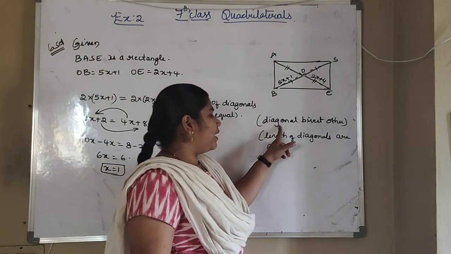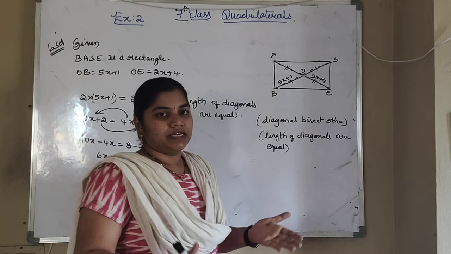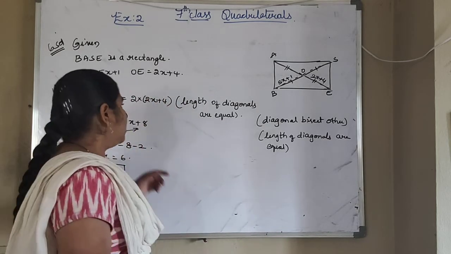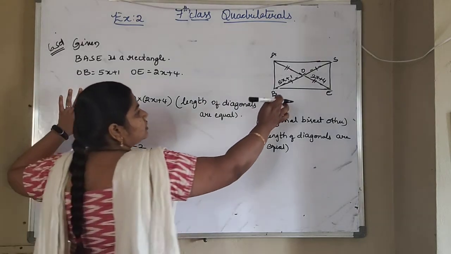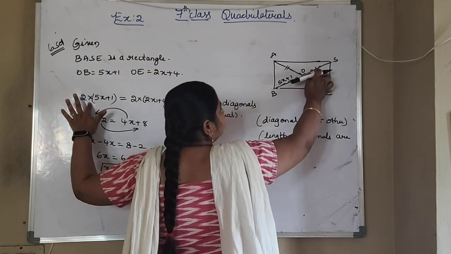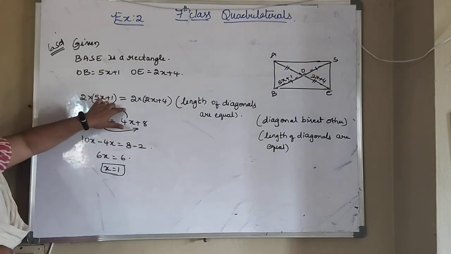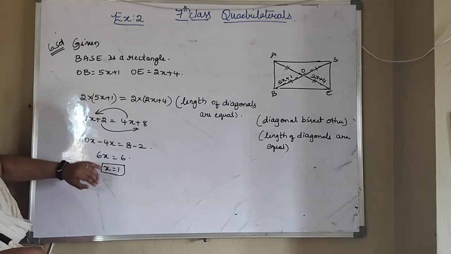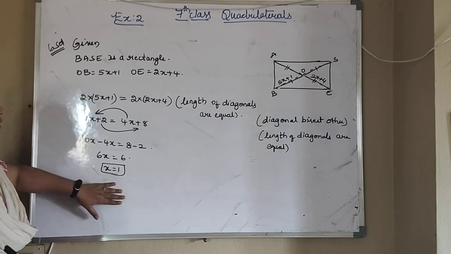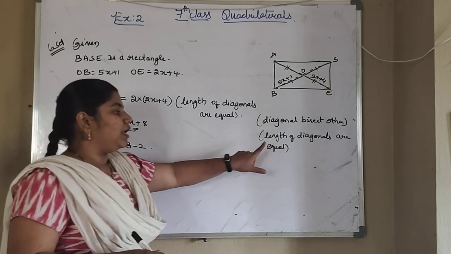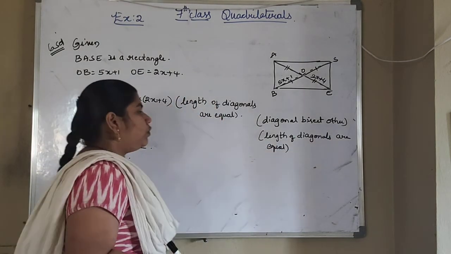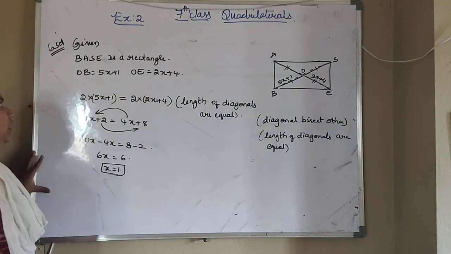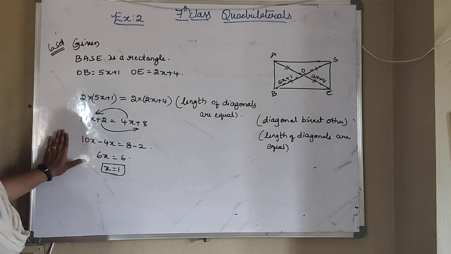Diagonals bisect each other. Bisect means cutting into two equal halves. Okay, two equal halves. So 2 into this value, the same value will be here. So 5x plus 1 is equal to 2 into 2x plus 4. Okay, so after solving you get x is equal to 1. Why are we equating here? Because the lengths of diagonals will be equal. The length of this diagonal and this diagonal will always be equal. That's why we are equating both the diagonals here.